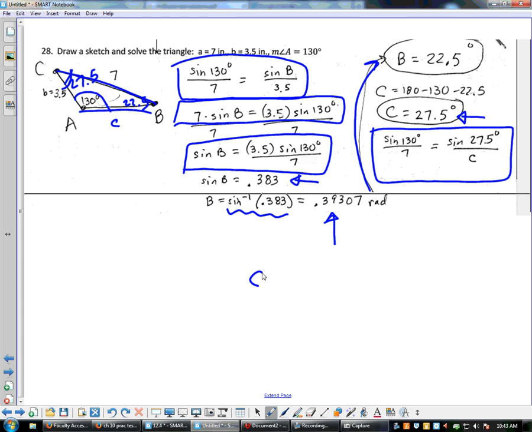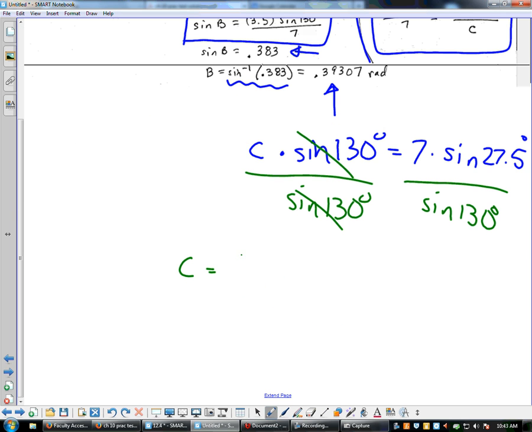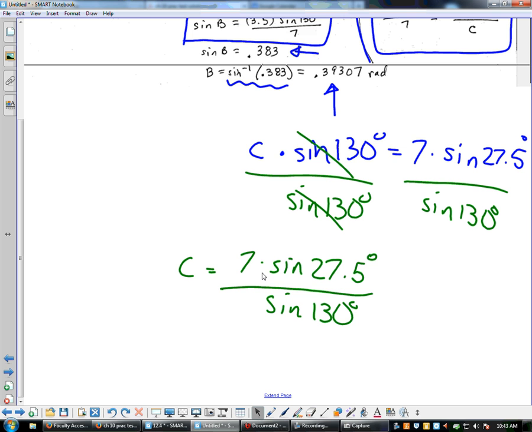Cross multiply, you get C times sine of 130 degrees equals 7 times sine of 27.5 degrees, right? Divide both sides by sine of 130. Oh, wait a sec. I was supposed to solve the triangle, so I do need to do this. So I end up getting C equals 7 times sine of 27.5 degrees over sine of 130 degrees. Everybody agree? I'll let you finish this one up.